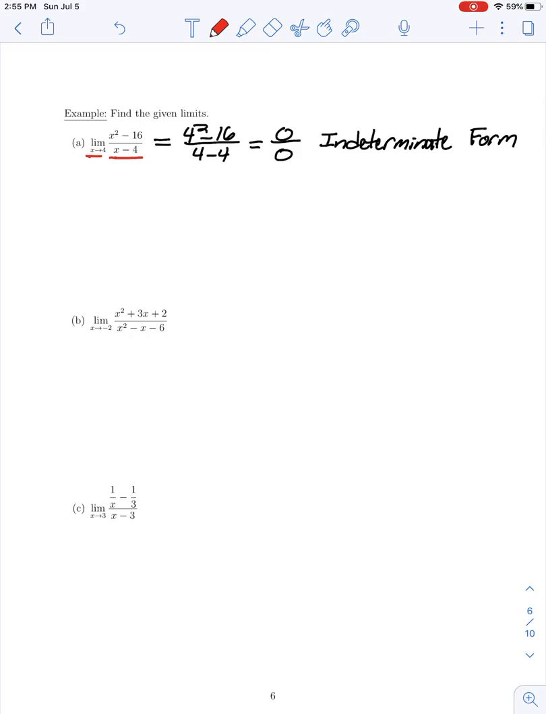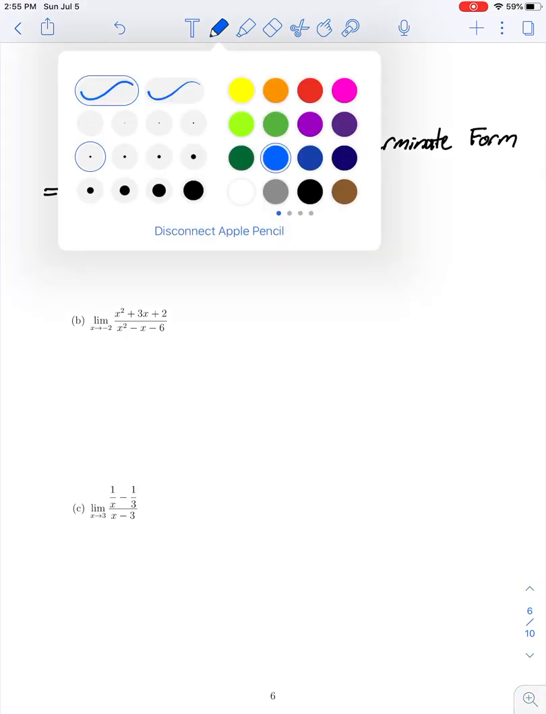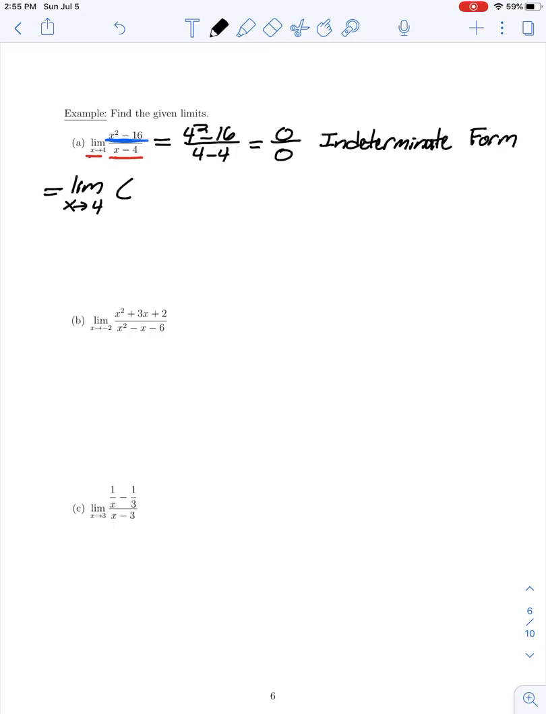So the way that we can handle this sort of indeterminate form is by trying to first simplify our function. So let's look at what we could do here. We had the limit as x is approaching 4. And in order to simplify this function, we could try factoring the numerator. In this example, our numerator is x squared minus 16, which factors as x plus 4 times x minus 4.